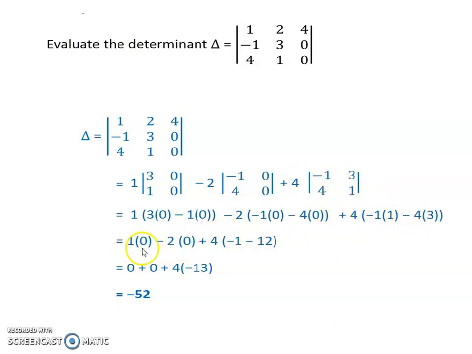So we try. 3 into 0 is 0. Minus 1 into 0, 0. 0 into anything is 0. Minus 1 into 0, 0. 4 into 0, 0. 0 into minus 2. 4 remains the same. Minus 1 into 1, minus 1. Minus 4 into 3, minus 12. Minus 12 minus 1 is minus 13. So we should write 0 into 1, 0. Minus 2 into 0, 0. But 4 into minus 13 is minus 52.